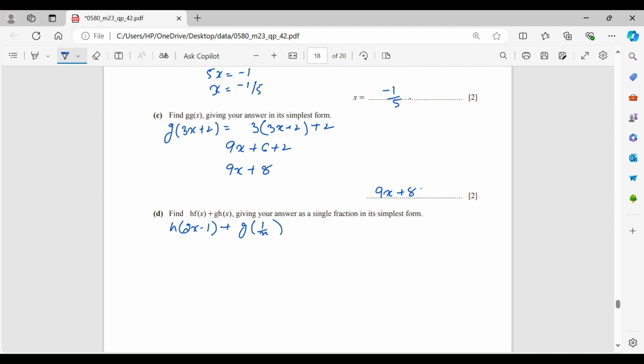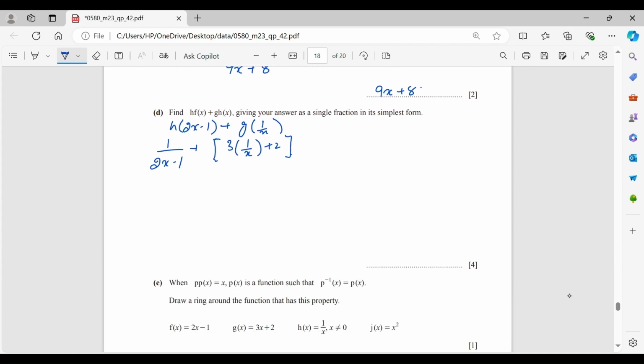Now h of this is 1 over 2x minus 1, plus g of 1 by x, that is, I put the bracket here, that is 3 times 1 by x plus 2, right? This will be 1 over 2x minus 1 plus, let's solve first this bracket, 3 by x plus 2.